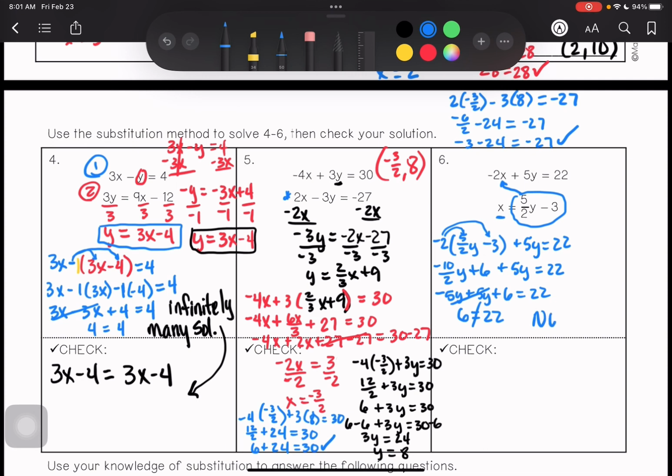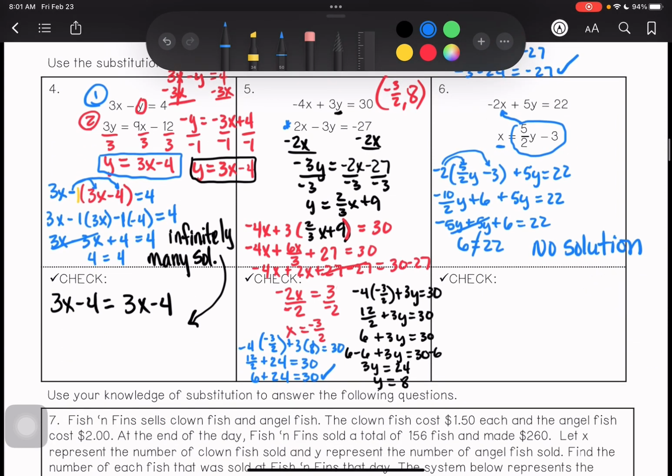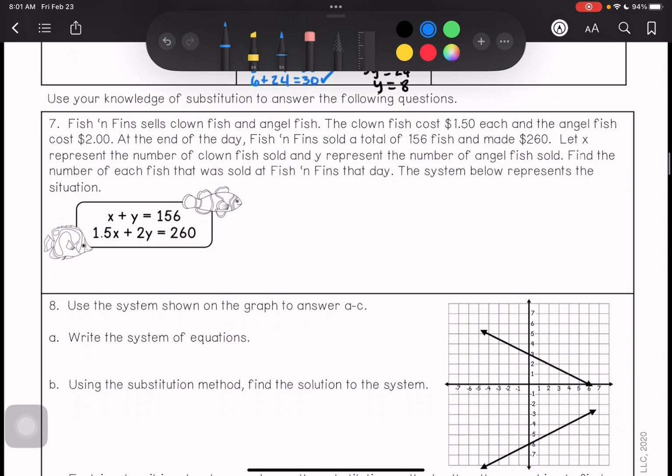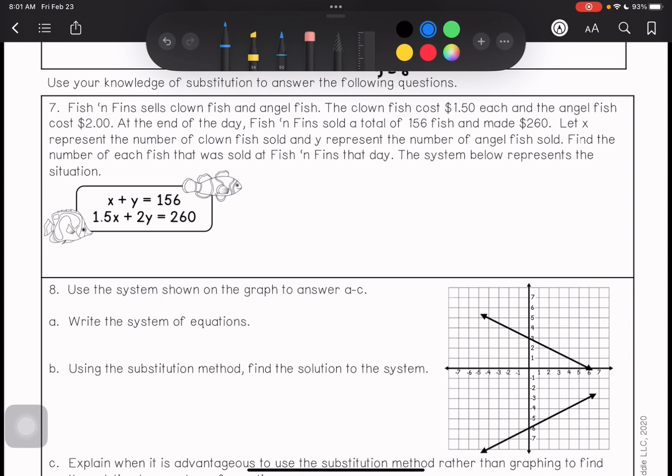So this is a no solution, because it gives me a false statement. All right. Now the bottom says use your knowledge of substitution to answer the following question.